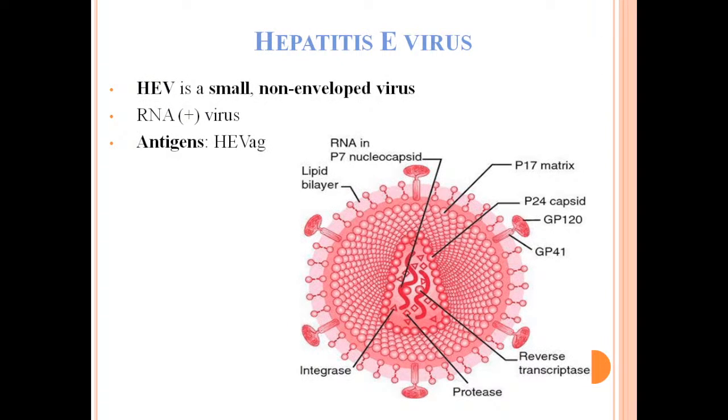Hepatitis E virus is a small non-enveloped virus. It has an RNA positive chain, and it has such an antigen as hepatitis E viral antigen.